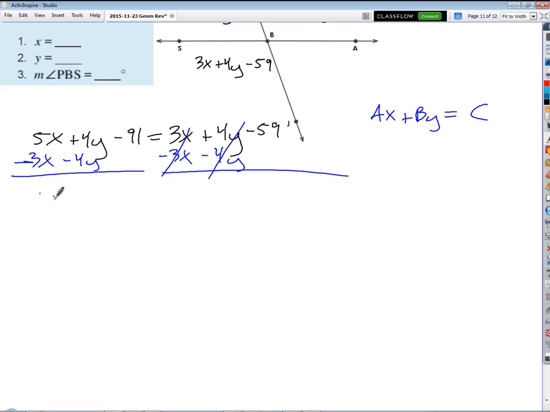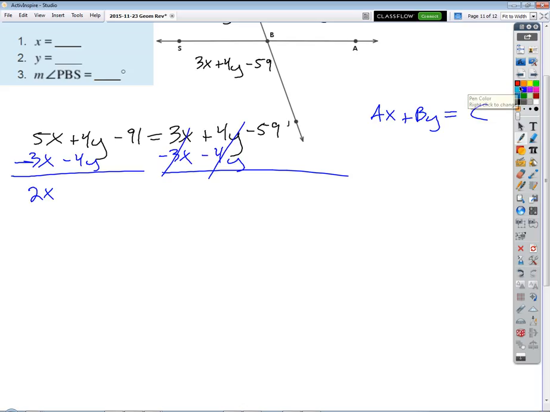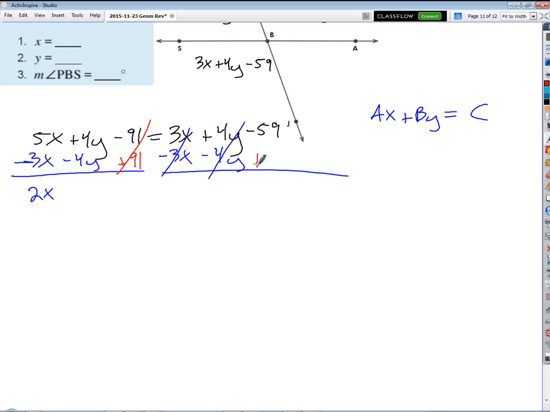And then on this side, I'm going to get 5x minus 3x. What's that? 2x. 4y minus 4y goes away. That's good, right? And then I want to get the numbers on the other side. So what do I do with this one? Yeah. Because I want the numbers over here. So negative 59 plus 91 is what? 32? Is that right? I think so. So there's one equation, 2x equals 32.